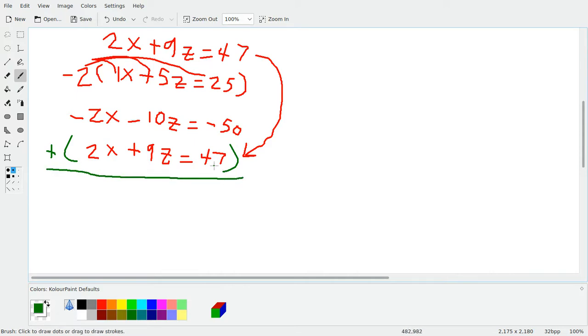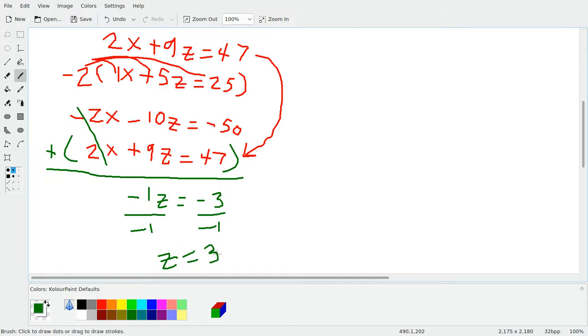Make sure that you only add when something eliminates. If you're adding and nothing eliminates, you're doing something wrong. But here, negative 2x and a positive 2x eliminate. Negative 10z plus 9z is negative 1z equals negative 50 plus positive 47 equals negative 3. Divide both sides by negative 1 and we get z equals positive 3.